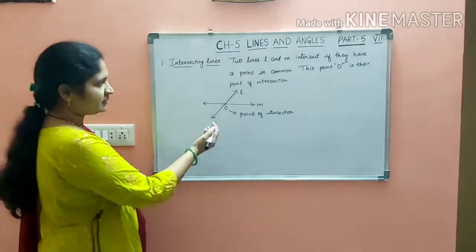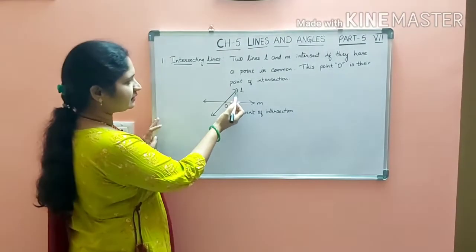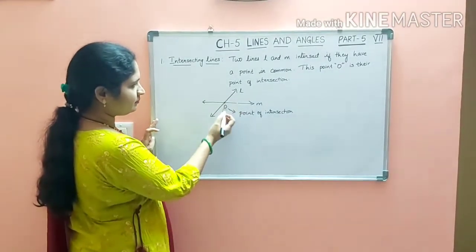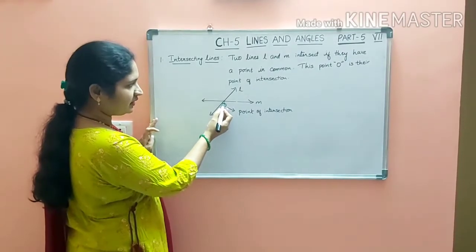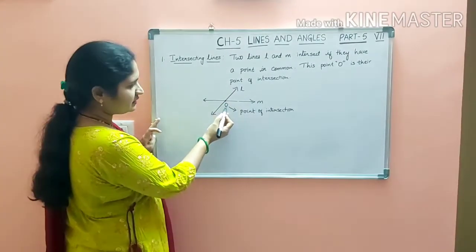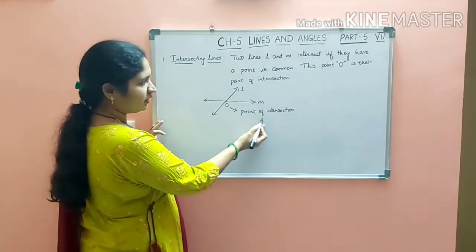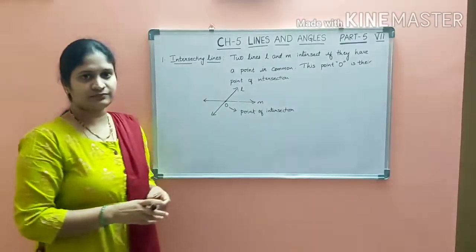Let us see the example here, children. Here the line L and line M meet at O, or intersect at O. This point we are calling the point of intersection.